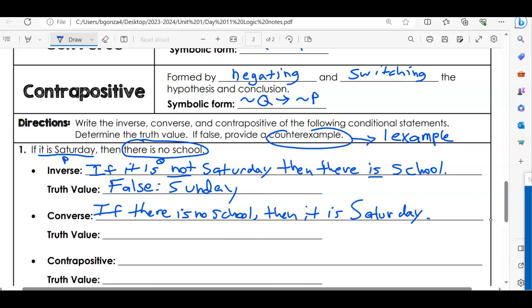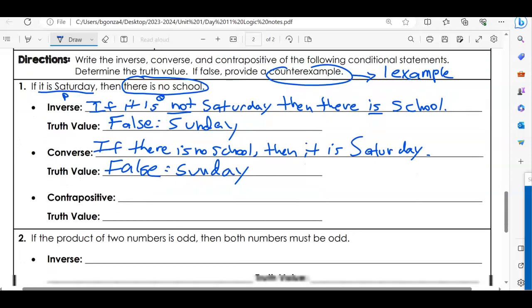If there is no school, then it must be Saturday. True or false? False. Okay, so if there's no school, that means it could be either Saturday or Sunday. Does that mean it has to only be Saturday? False, because the counterexample is Sunday again, right? So false, just because it's not a school day doesn't mean it's only Saturday. It could be Sunday.